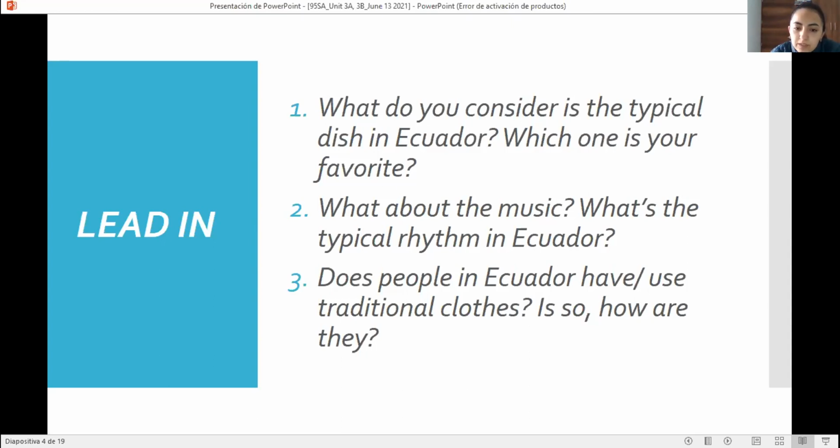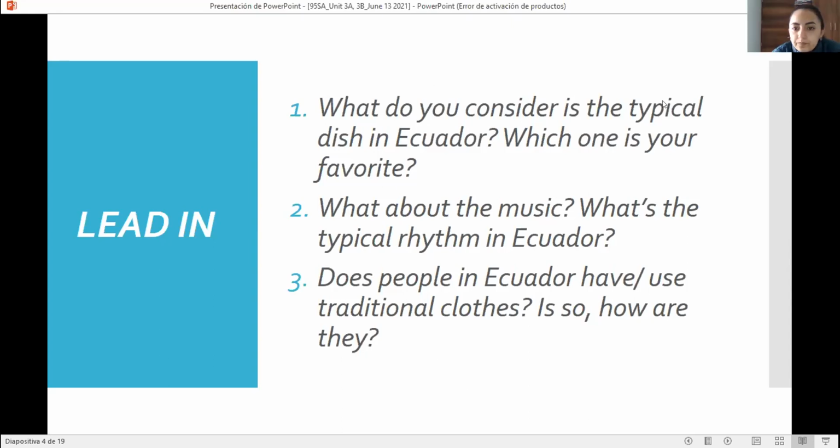¿Sí? Vamos pensando también qué música o qué ritmo es el que más se escucha en el Ecuador. ¿Cuál podría ser un ritmo representativo del Ecuador? Y la última, ustedes me van a comentar si tenemos ropa, sí, o trajes tradicionales en Ecuador. Y de ser el caso, ¿cuáles son esos trajes? ¿Ok?